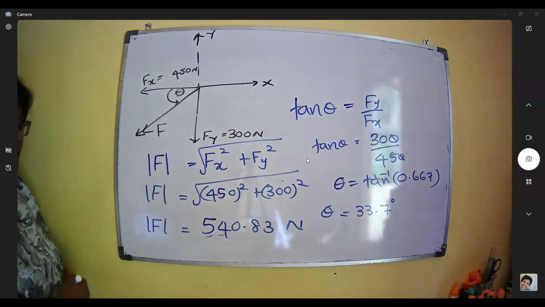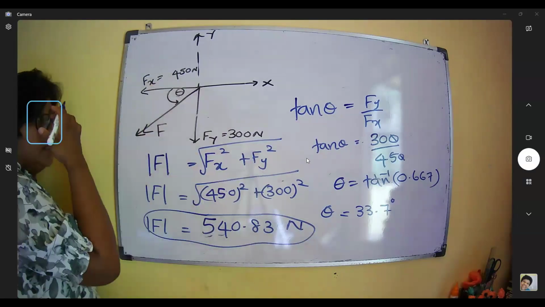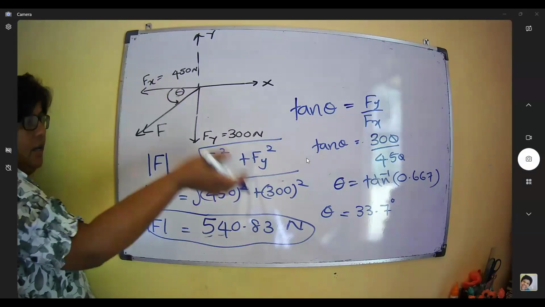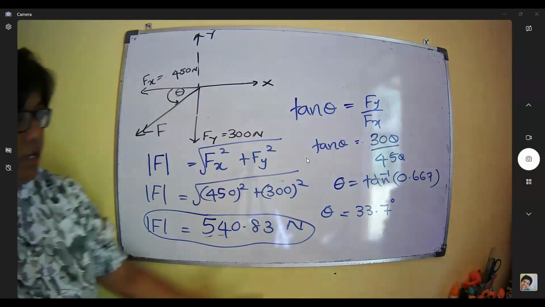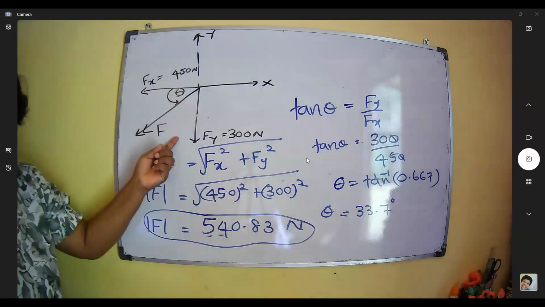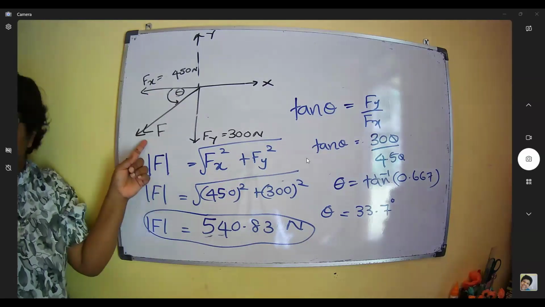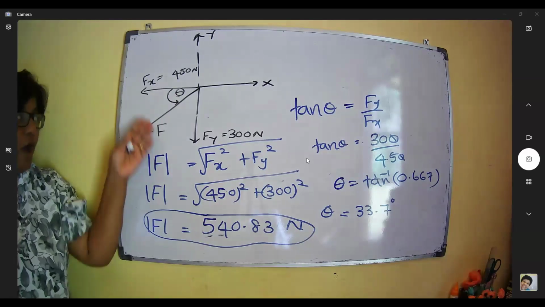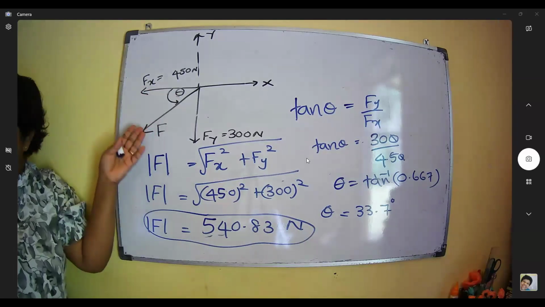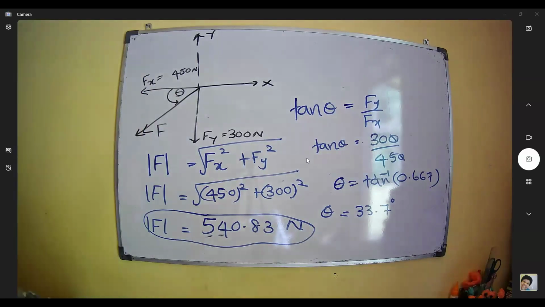Then we can define F. The magnitude is this, along the theta with the horizontal axis. 33.7 is the angle, right? Then this is the magnitude, and this is the angle of the resultant vector, right? Then you have the idea: given Fx and Fy, how to find the magnitude of the resultant vector. And also you have to know how to find the components of the vectors, right? Okay. We will move to the next one.